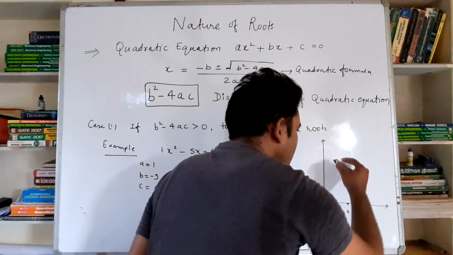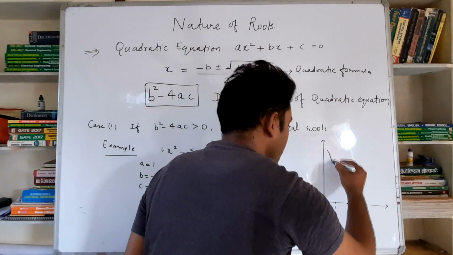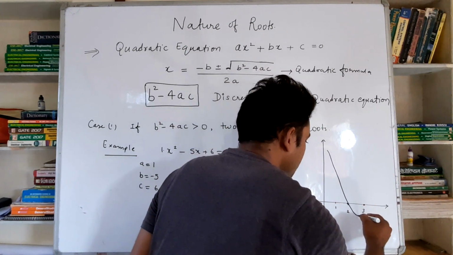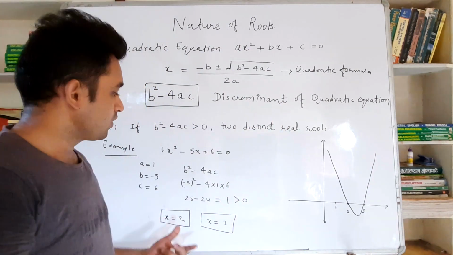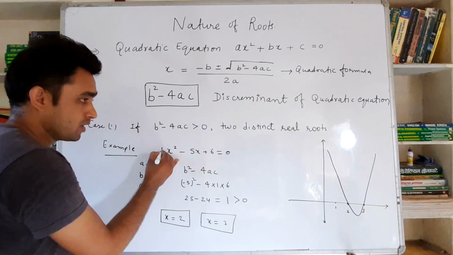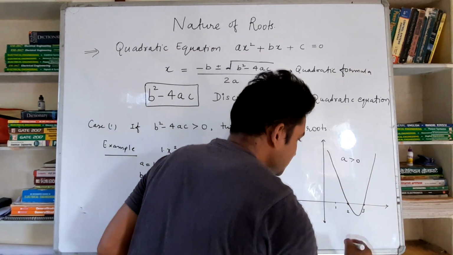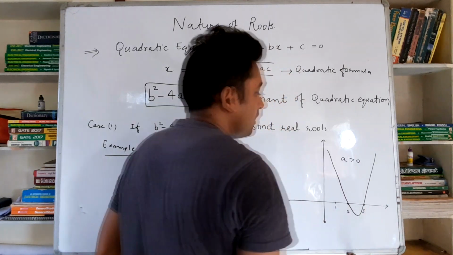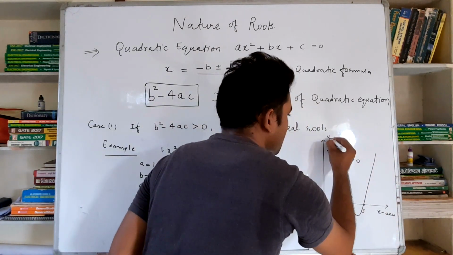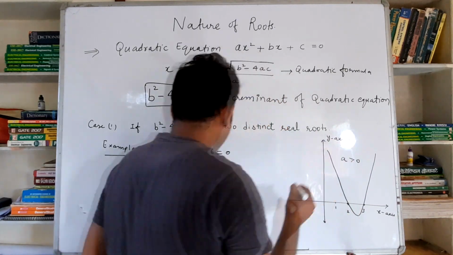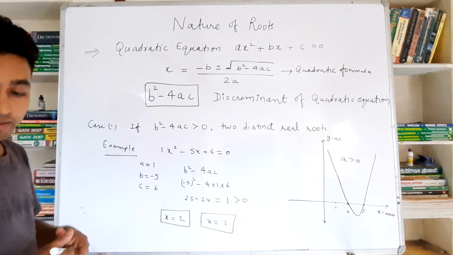So the curve will look like this. This is opening upward because the coefficient of x square is greater than 0. If it is less than 0, then it will open downward. This is our x axis, this is the y axis. So by using this example, we easily understood case 1.